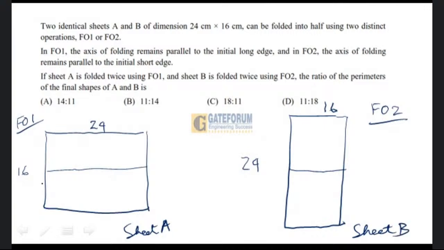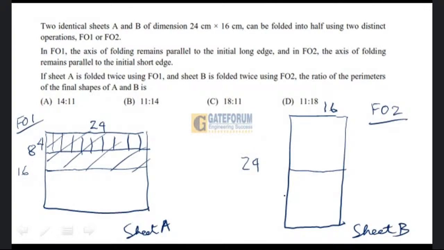So let us first fold. So one fold is like this. Then what happens? The sheet becomes like this, with this as 8. Then another fold along the center. So then the sheet becomes this. This is the final one. And this becomes 8 divided by 2, that is 4.